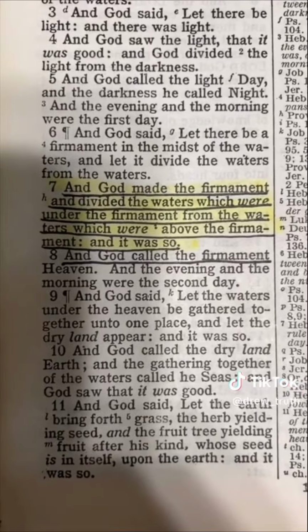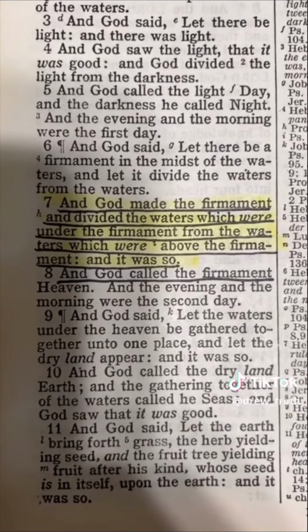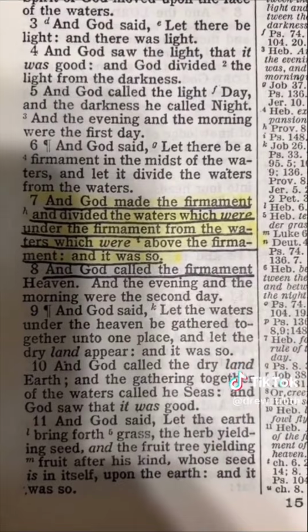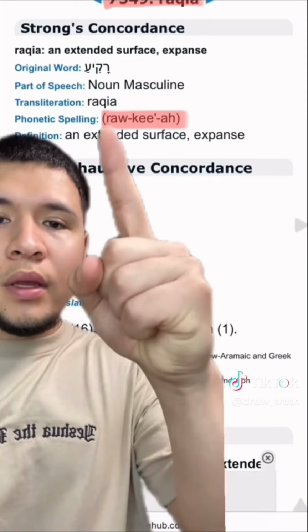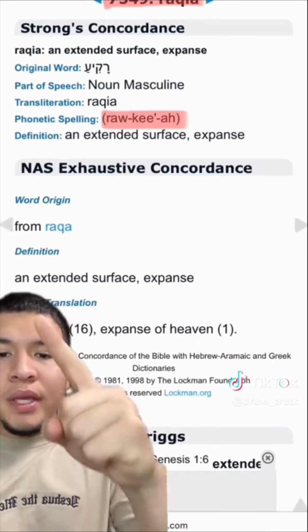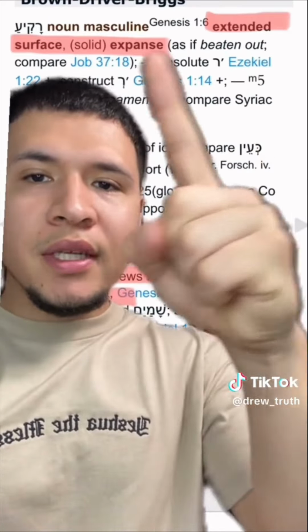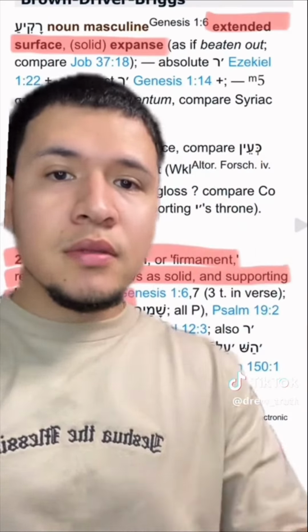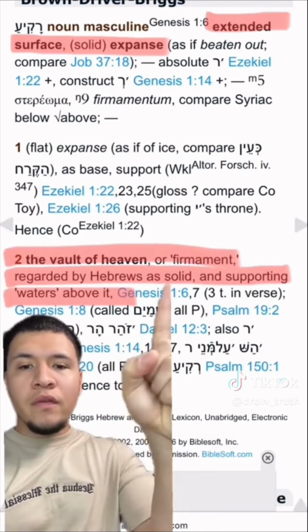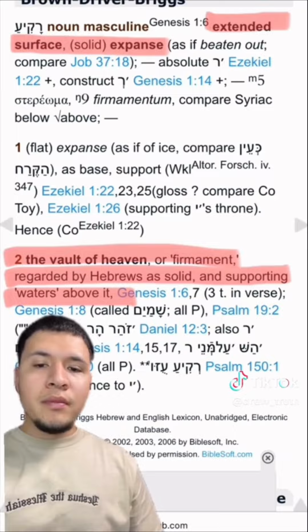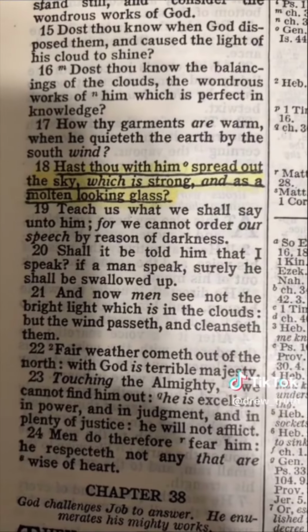And God made the firmament and divided the waters which were under the firmament from the waters which were above the firmament, and it was so. Now the Hebrew word for firmament is rakia, which means an extended surface or expanse. Also, extended surface, solid expanse, or the vault of heaven or firmament regarded by Hebrews as solid and supporting the waters above it. Now the Bible tells us what the firmament's like.